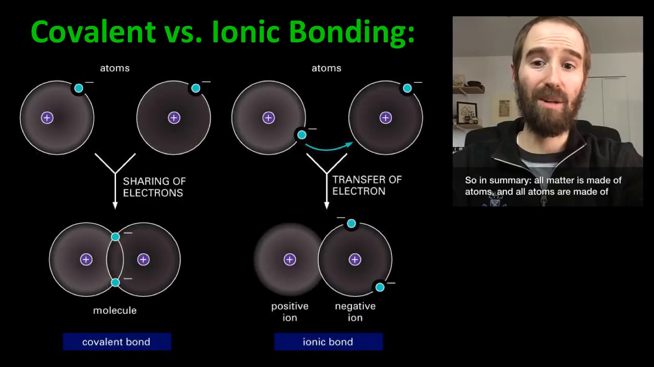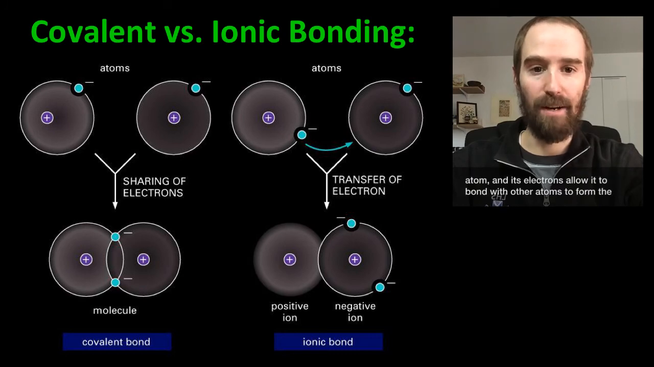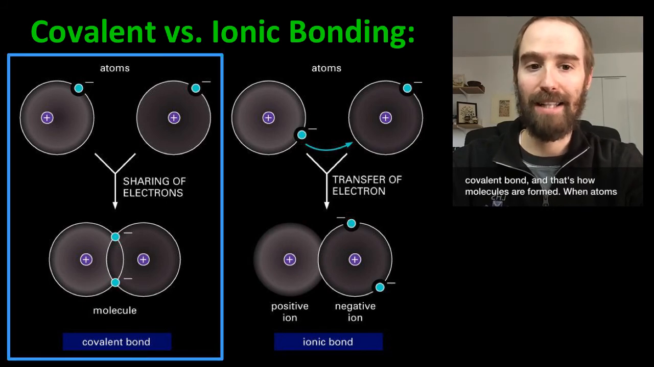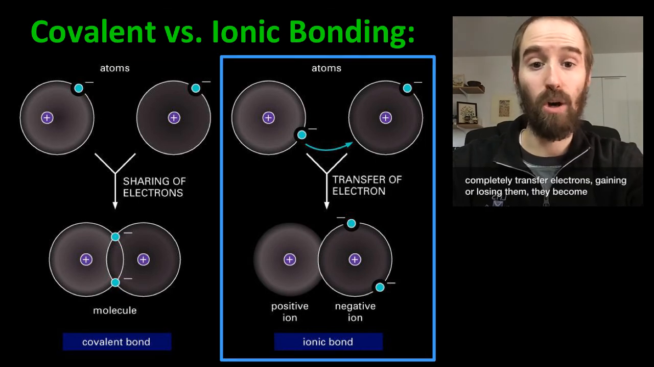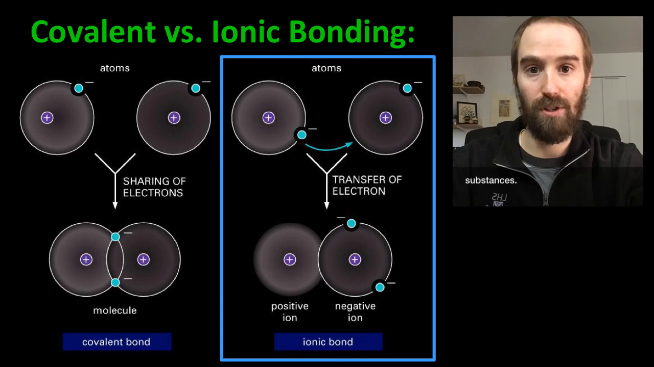So in summary, all matter is made of atoms, and all atoms are made of protons, neutrons, and electrons. The number of protons is what defines an atom, and its electrons allow it to bond with other atoms to form the molecules and compounds necessary for supporting and maintaining life on this planet. When atoms share electrons, that's called a covalent bond, and that's how molecules are formed. When atoms completely transfer electrons, gaining or losing them, they become electrically charged ions, and these ions stick together in ionic bonds, forming compounds like table salt and a great many other important substances.